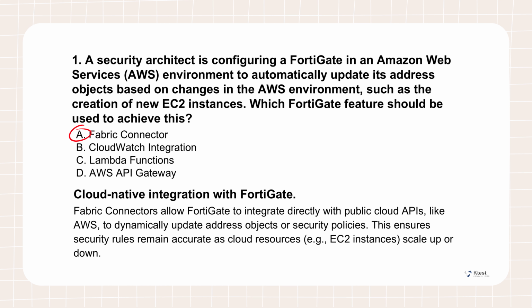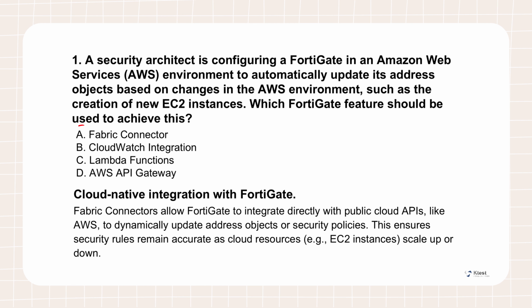So Fabric connectors basically let the FortiGate talk directly to the cloud platform's API, AWS, Azure, GCP, whatever. It pulls in that dynamic info, like the new EC2 IPs, automatically. Okay. And it updates its own address objects. So the security policies that use those objects adapt on the fly, no human intervention needed. So the firewall becomes aware of the infrastructure changes itself? Precisely. It's self-adapting. It keeps your security in sync with your actual constantly changing cloud footprint. It's really fundamental for agility, for making sure those policies don't become outdated the minute something changes.